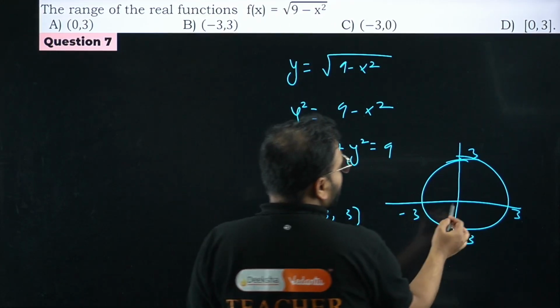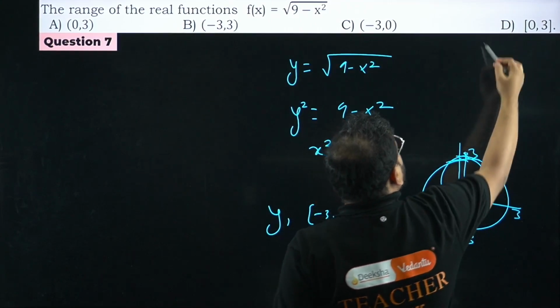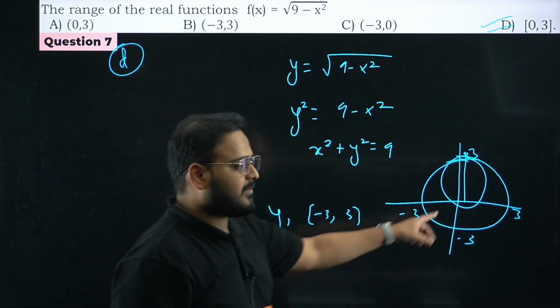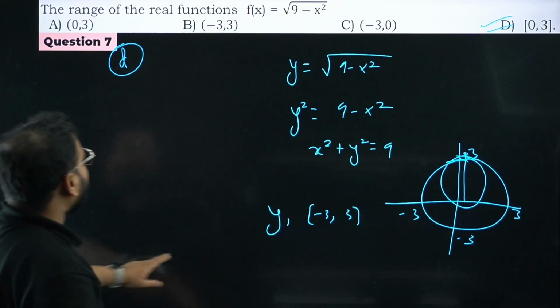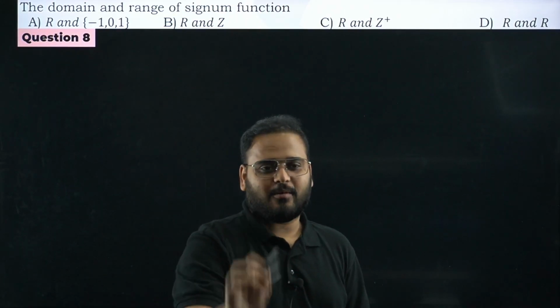Hence only from where to where? From here to here. What is that going to be? 0 to 3. Answer is D. I'll repeat myself: answer is D. How come? Only the positive part. So 0 to 3. Right? Moving on to question number 8. Let me know if you have a doubt in any of the questions in the comment section.